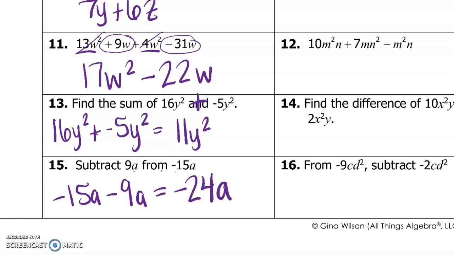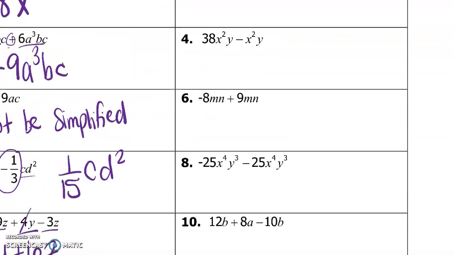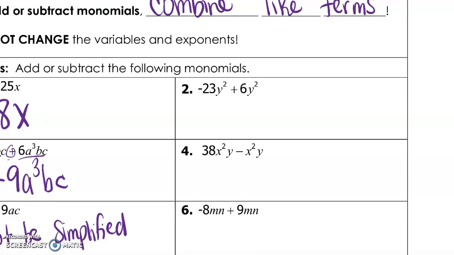So go ahead and pause the video and then come back and check through your answers for the even ones. Number 2, we have like terms. Negative 23 plus 6 gives us negative 17y squared.